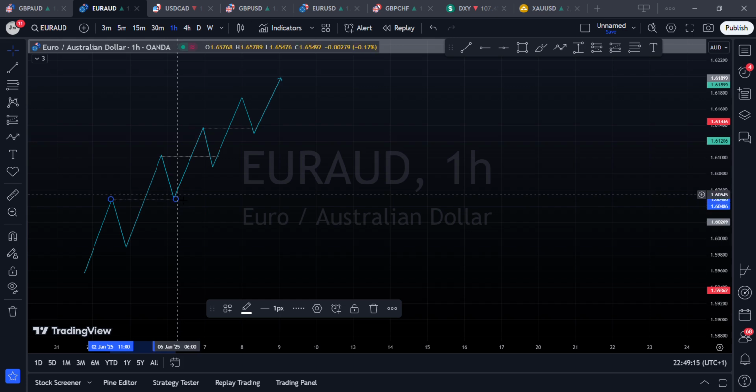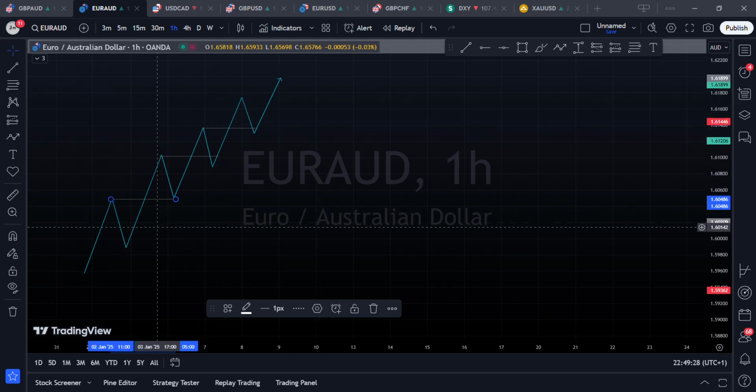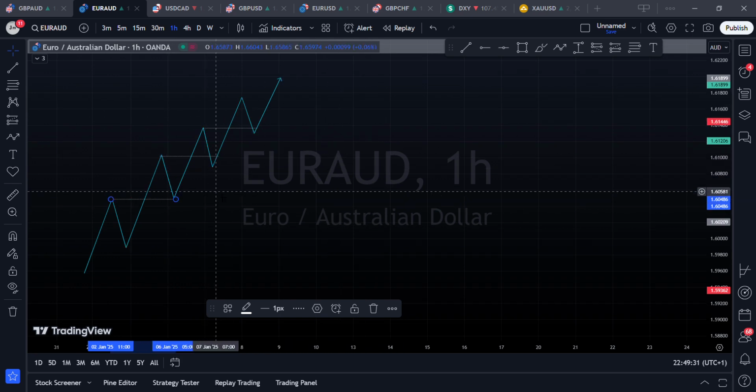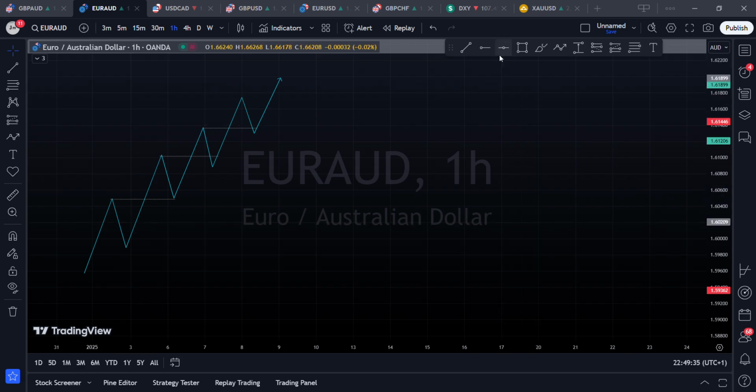Then I'll take my entry from there, and I'll put my stop loss underneath this area here, targeting the previous high as my take profit 1, then take profit 2, a subsequent high on the left side, just like that. And when price keeps moving, I'll be modifying my stop loss from this area here.